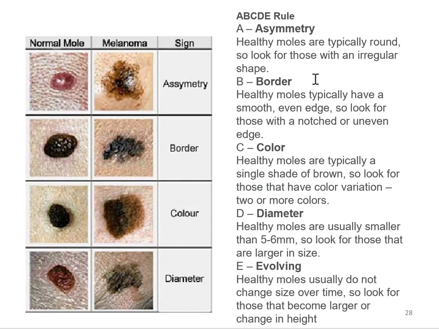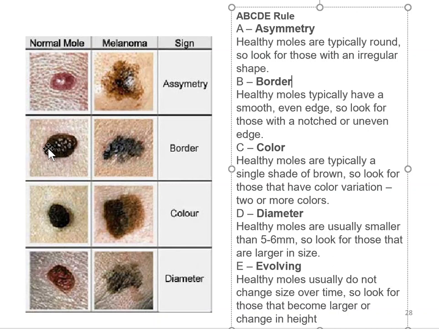The B stands for border, so we have to think about the border here. Healthy moles have a smooth and pretty even-looking edge. But the border of a melanoma is usually more notched, a little bit more uneven.